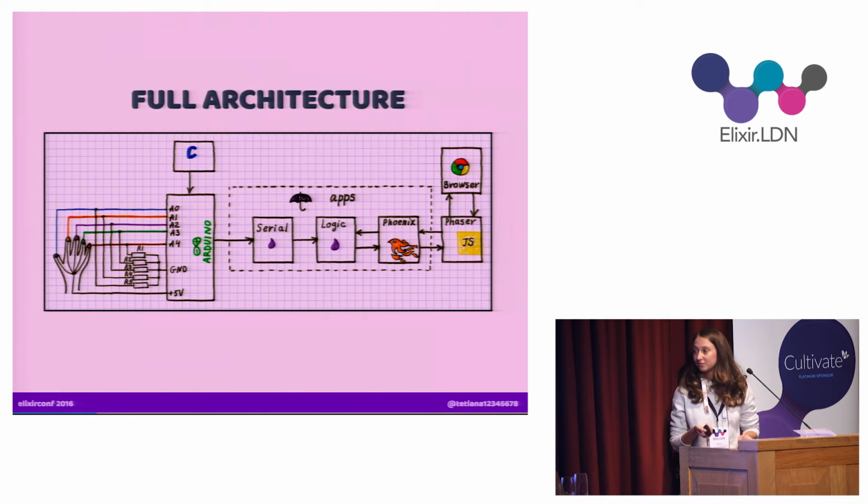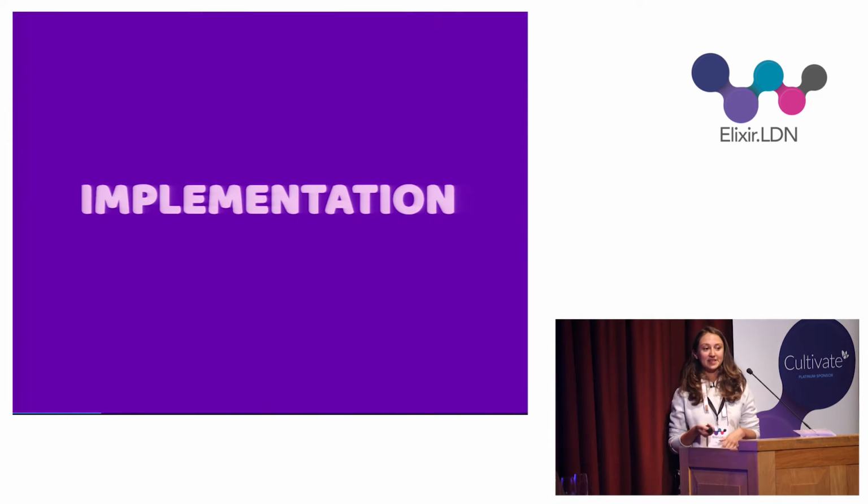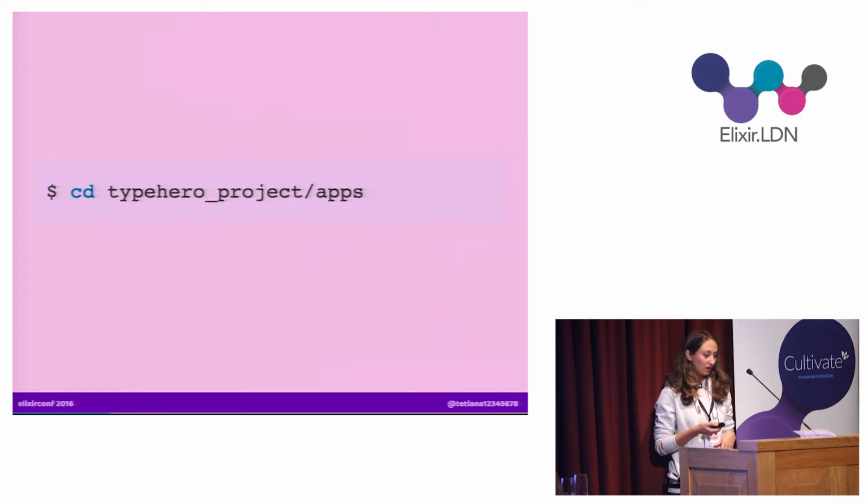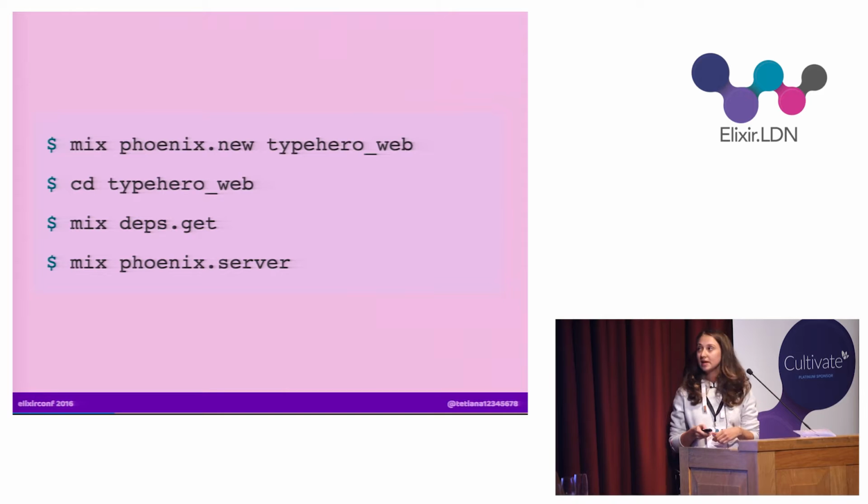We won't stop here for long. Let's better move on to implementation. So we need to have our project, and we are creating a new project which contains umbrella applications. We sit inside the project and create our first umbrella application. In this case, it's going to use Phoenix. We call it type hero web.